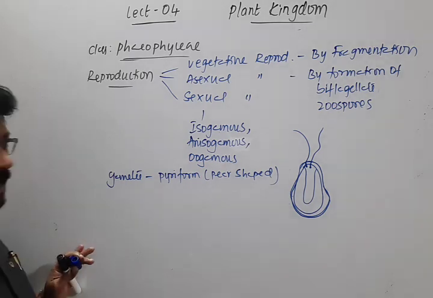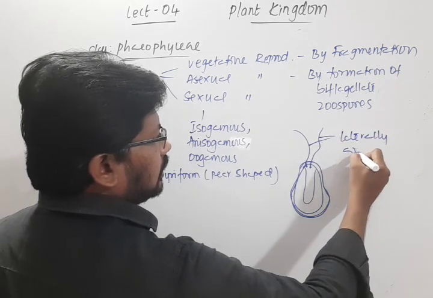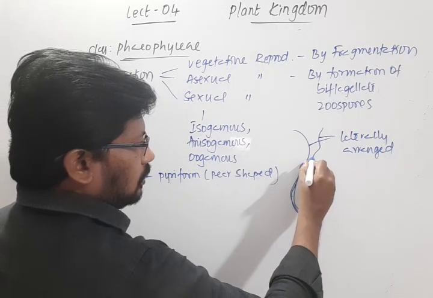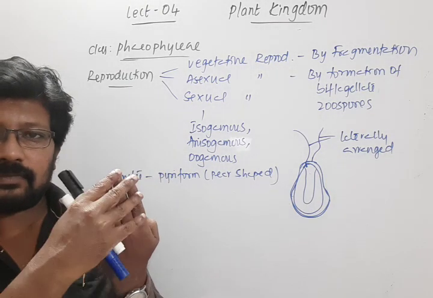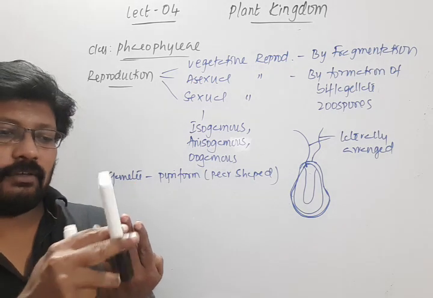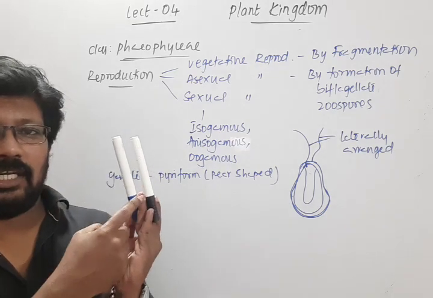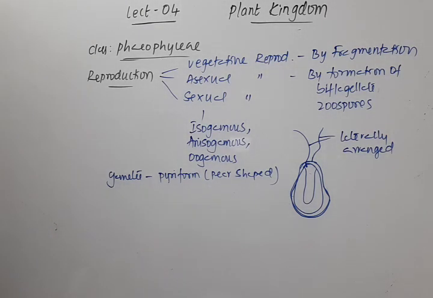And of course in this case these two flagella are laterally arranged. Which means that if this is the zoospore, you will find one flagellum attached on this side and another one here. So this is what we call laterally arranged flagella. We find laterally arranged flagella in this Phaeophyceae group.